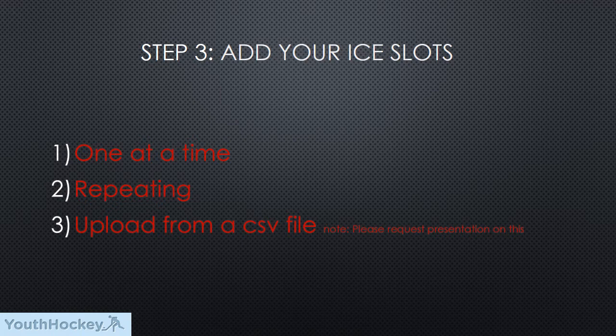You may consider entering your ice slots first. This should make the whole process go a lot faster, as the time and the place will already be entered, and you'll just need to choose the teams for each game. You have three options to do this. Repeating slots, for example, if you have an ice slot every Sunday at 12 o'clock. And lastly, you can upload this from a CSV or Excel file. There is a separate presentation on this, so if you're interested in uploading your slots, please contact us for the presentation.